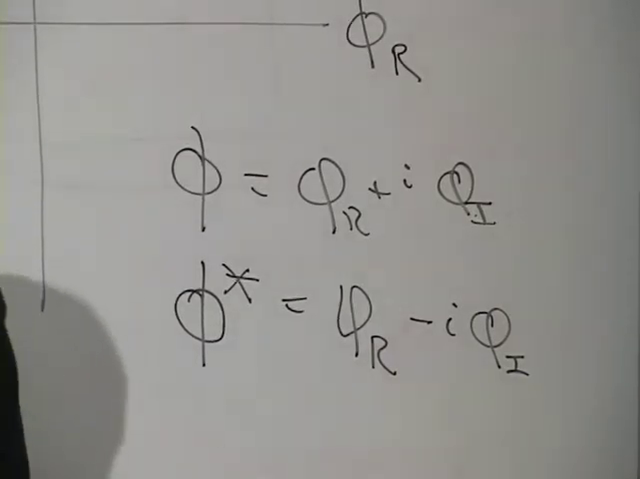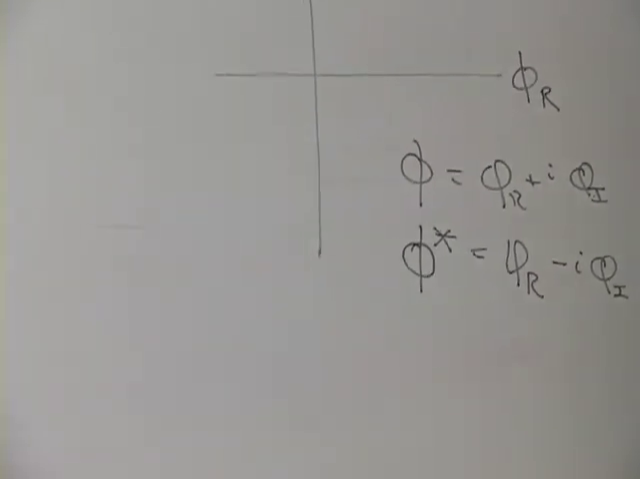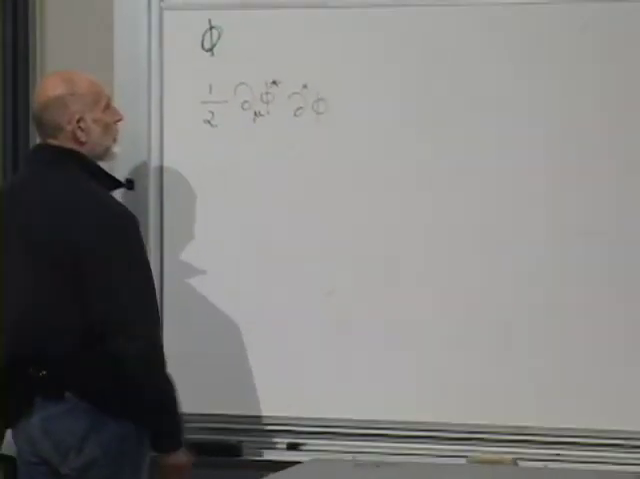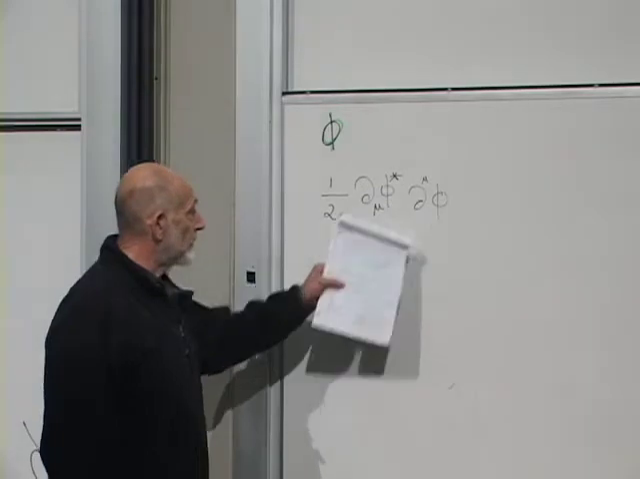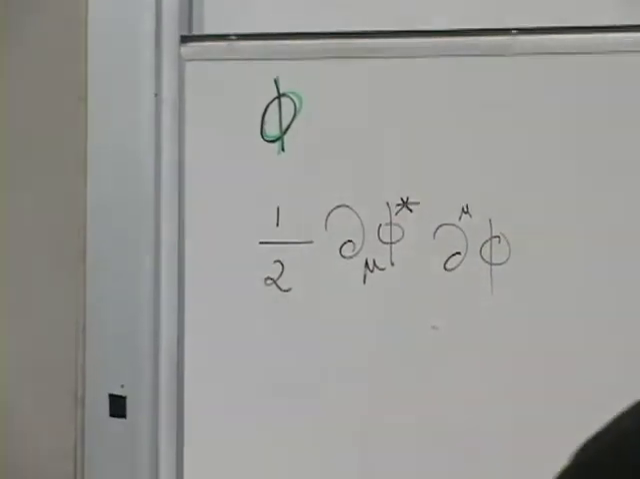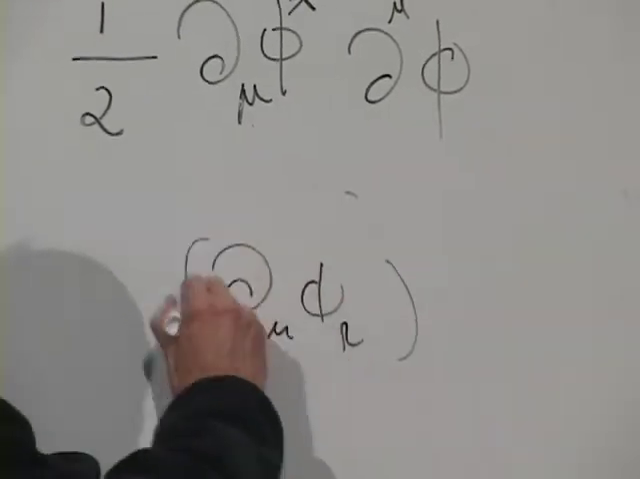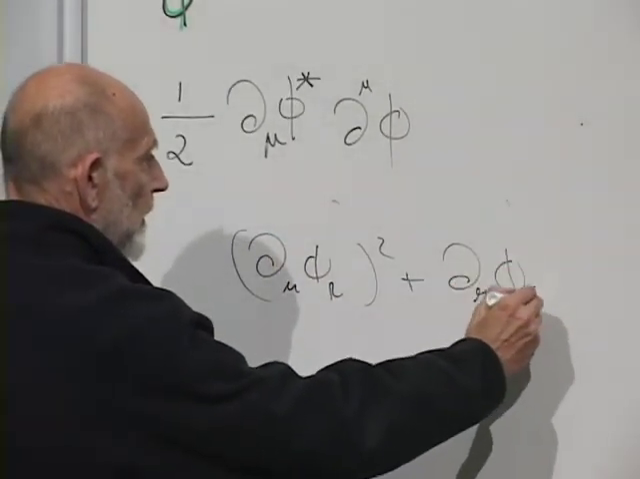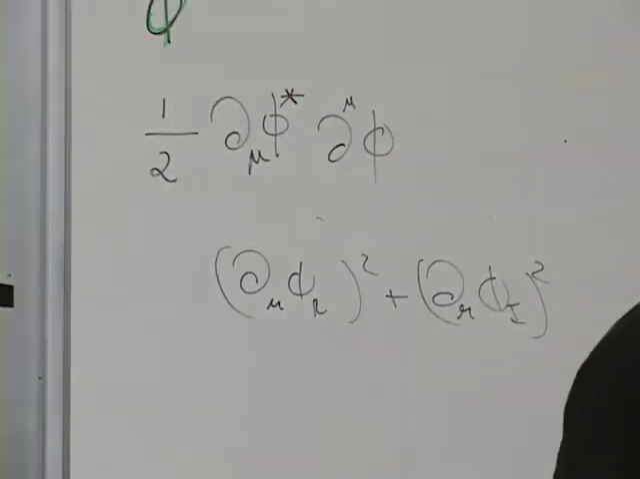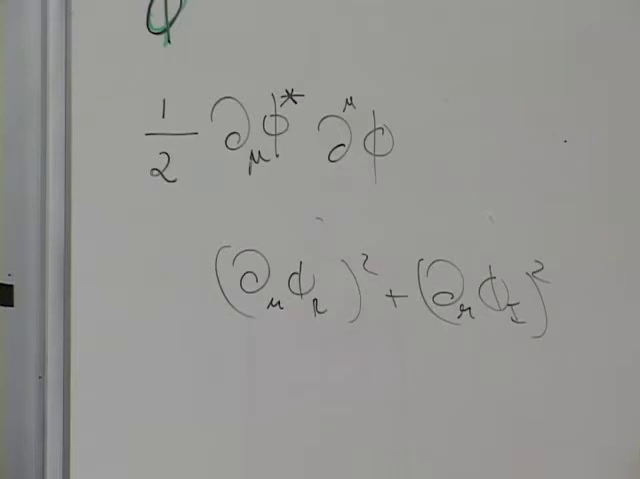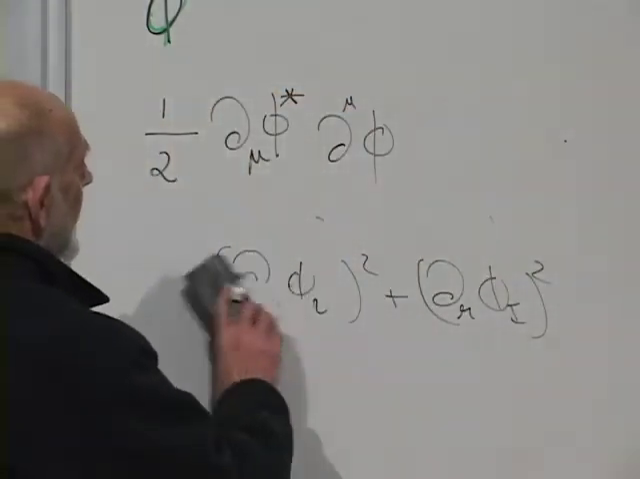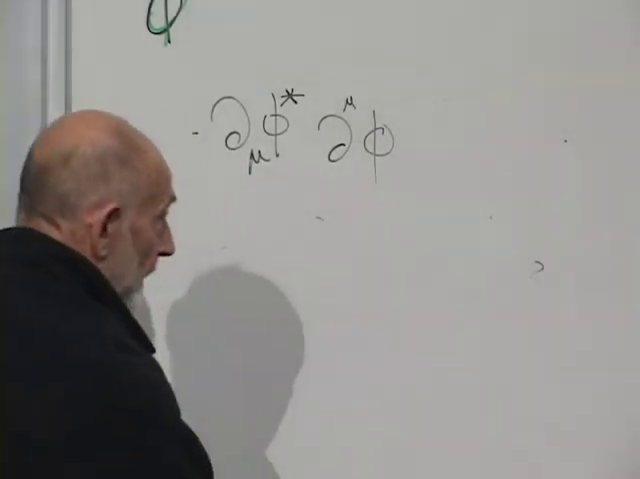And let's suppose that in that case, we would write the kinetic energy not in this form, but as the product of the derivative of the conjugate of phi times the derivative of phi itself. This is equivalent to the sum of two terms, one involving phi real and the other involving phi imaginary. You can rewrite this as d mu phi real squared plus d mu phi imaginary squared. That's just using the idea that a complex number times its own complex conjugate is the square of the real component plus the square of the imaginary component. All right, but let's write it this way. And in fact, a half is normally not put there for complex fields.